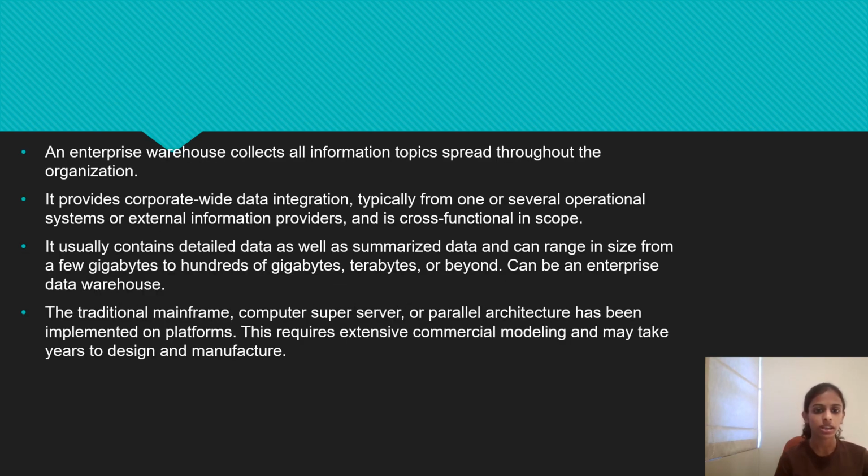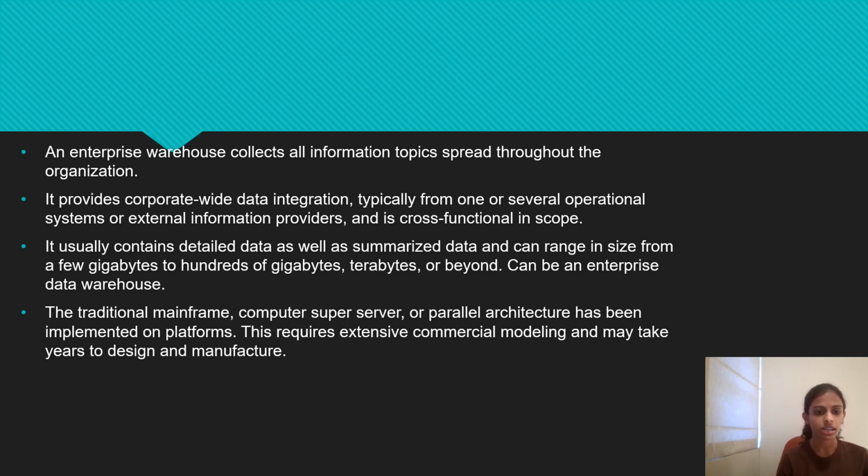An enterprise warehouse collects all information topics spread throughout the organization. It provides corporate-wide data integration, typically from one or several operational systems or external information providers, and is cross-functional in scope. It usually contains detailed data as well as summarized data and can range in size from a few gigabytes to hundreds of gigabytes, terabytes, or beyond.